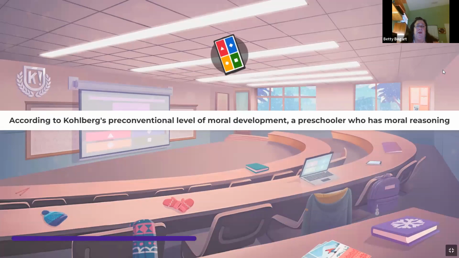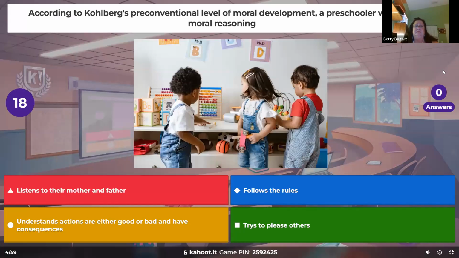According to Kohlberg's pre-conventional level of moral development, a preschooler who has moral reasoning... you think of morality, what do you think of?